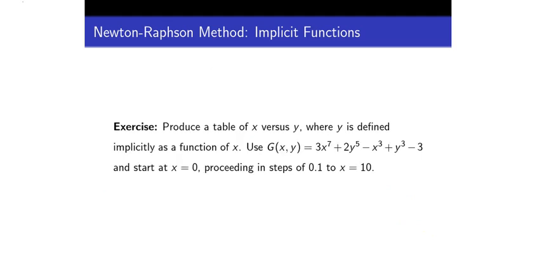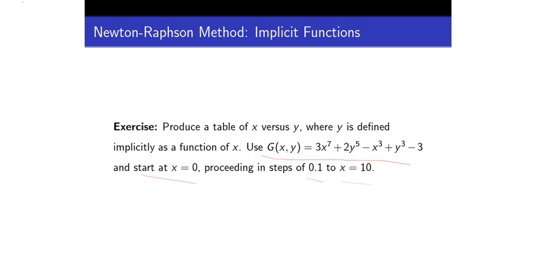So here is one example for this. Produce a table of x versus y, where y is defined implicitly as a function of x. So the g is given here, and start at x equals 0, proceeding in steps of 0.1 to x equals 10. So each step h is 0.1, you have to move 0.1 at each step. So there are 100 steps, you have to perform 100 times. So x is running from 1 to 100.